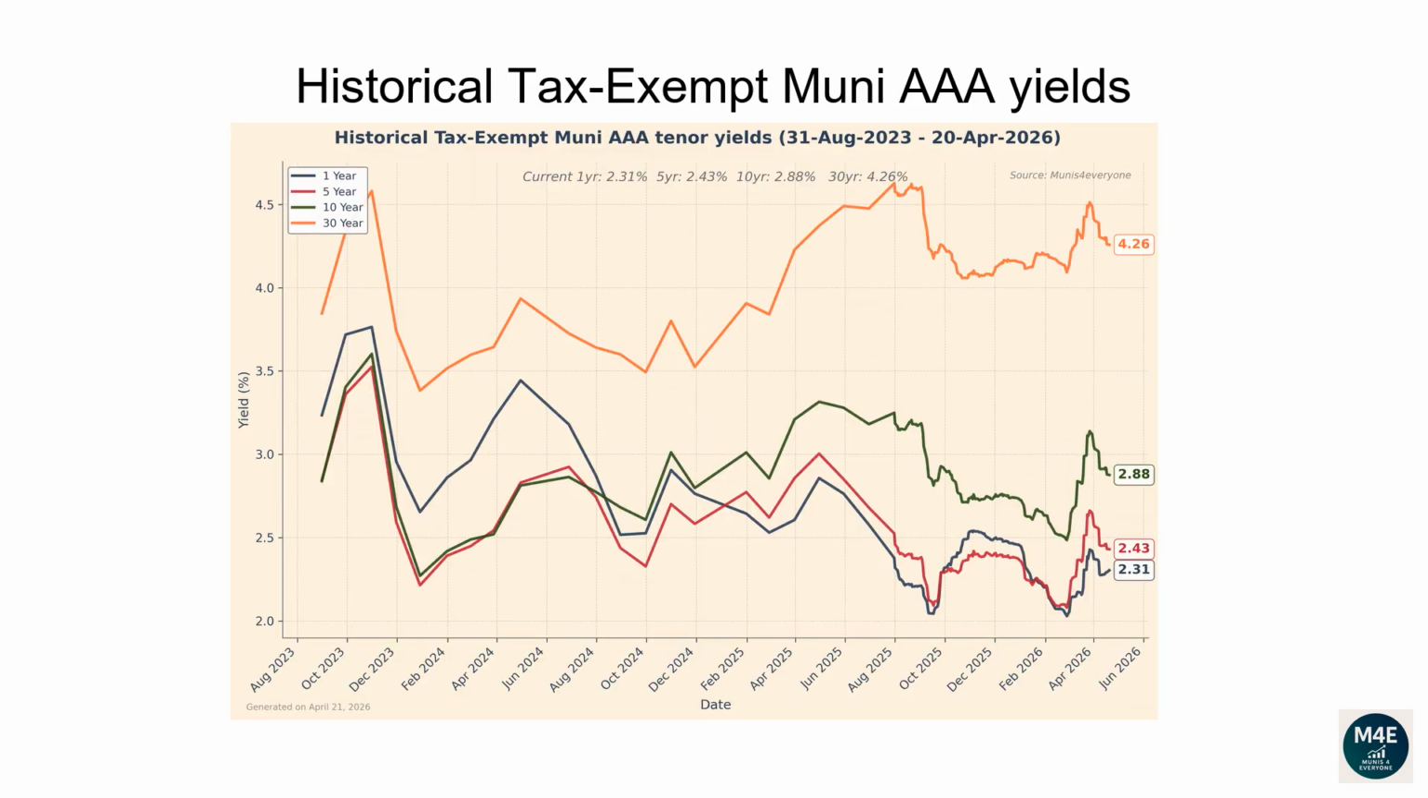This line plot and the next plot show how each tenor of the Muni yield curve has changed over time. From the 31st of August 2023 to the 20th of April 2026, the 1-year yield has dropped from 3.24 to 2.31. The 5-year yield has dropped from 2.85 to 2.43. The 10-year yield has increased from 2.84 to 2.88. The 30-year yield has increased from 3.85 to 4.26.